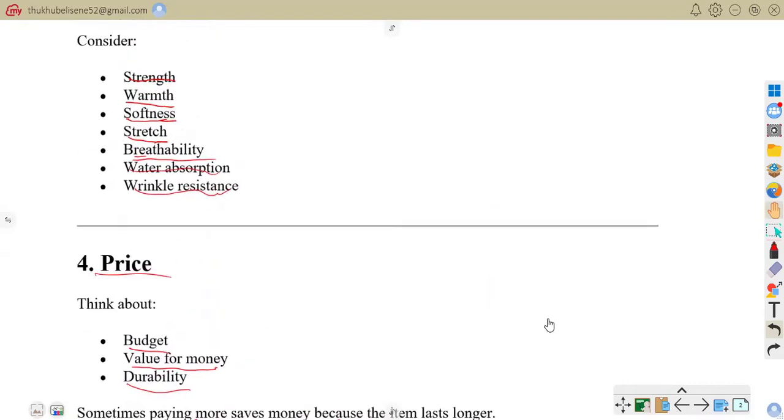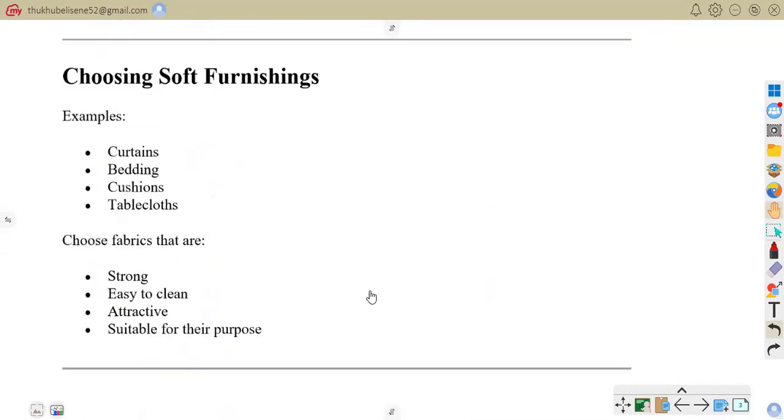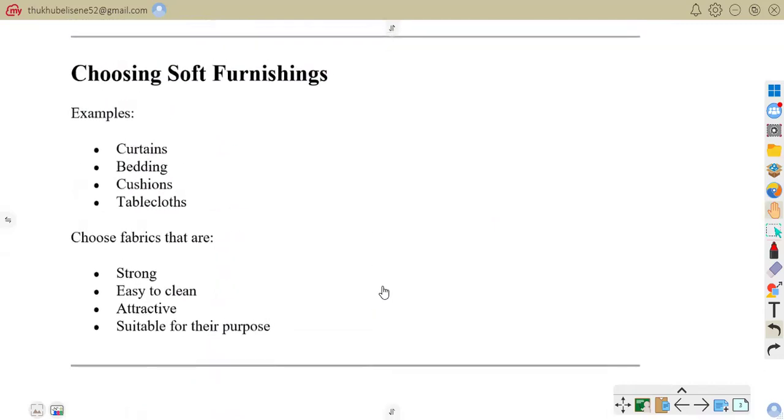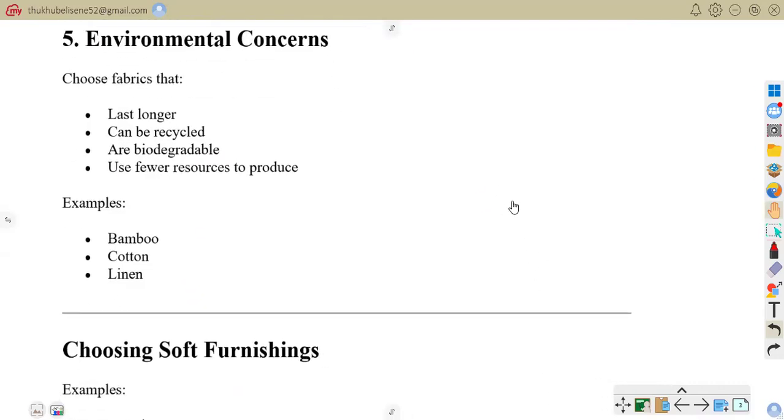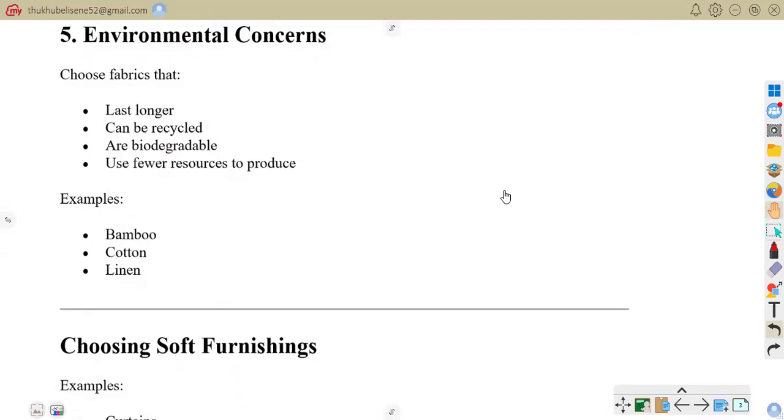Let us move on. Not choosing furnitures, sorry, but we are to be on environmental concerns.